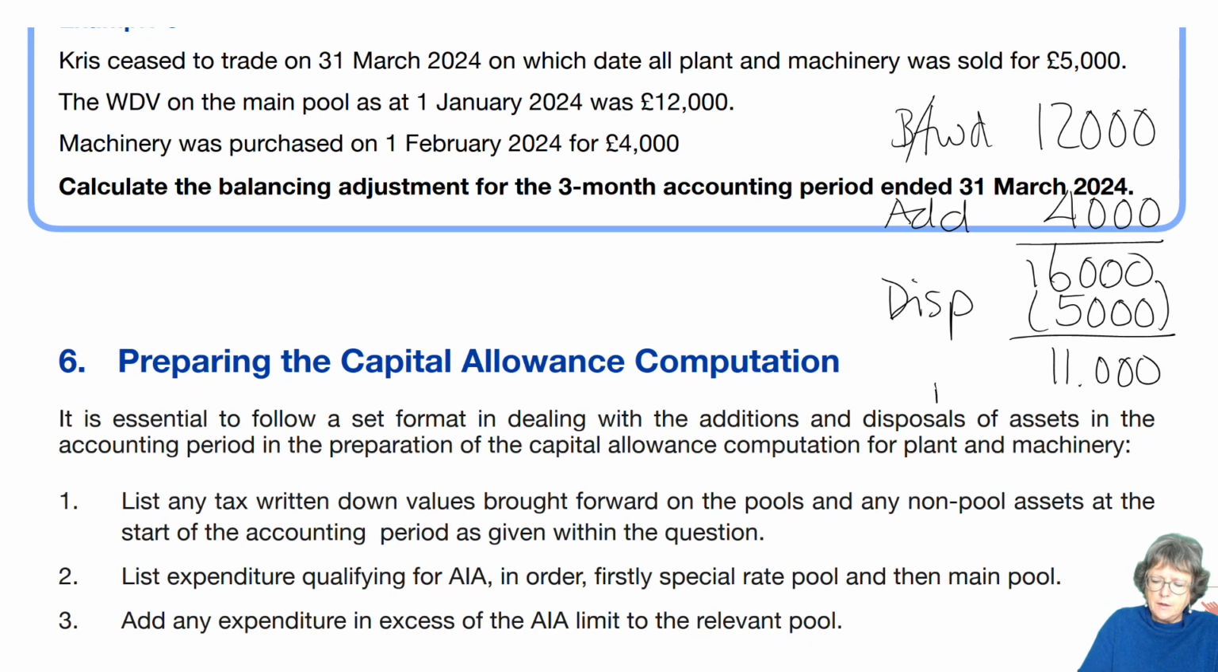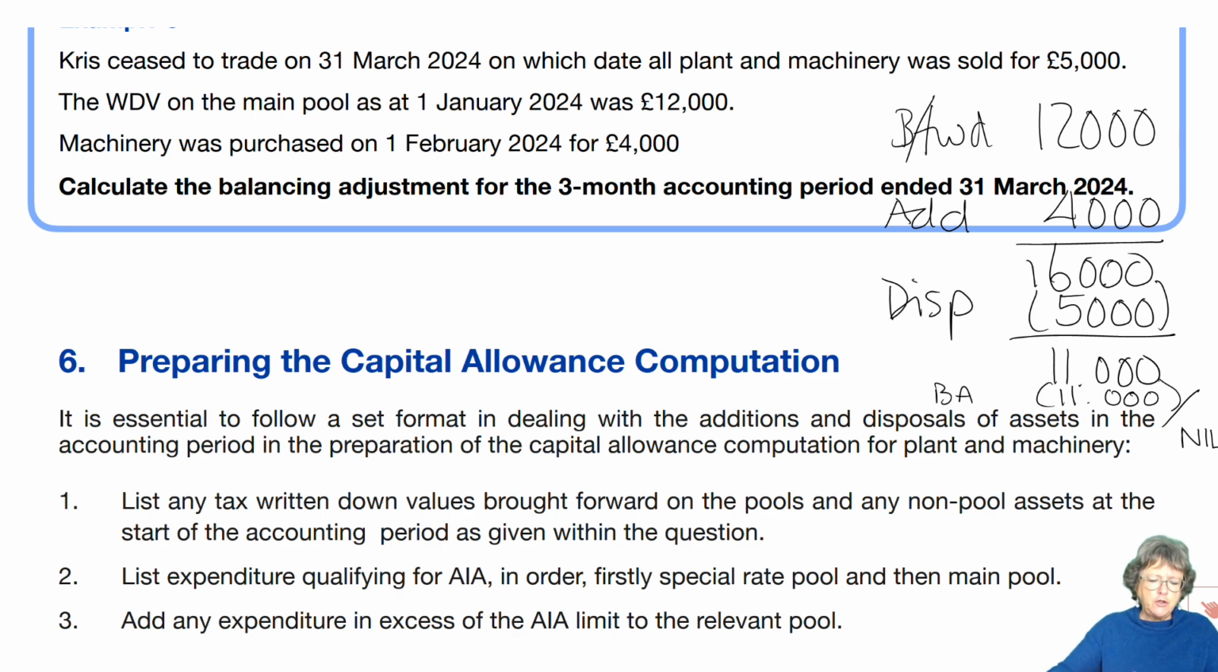So you would then have a balancing allowance of 11 because we haven't claimed enough allowances. So at the end of the day, the answer is nil. That's exactly how we would do a final computation. All those different aspects that we've looked at so far form part of this computation for capital allowances.